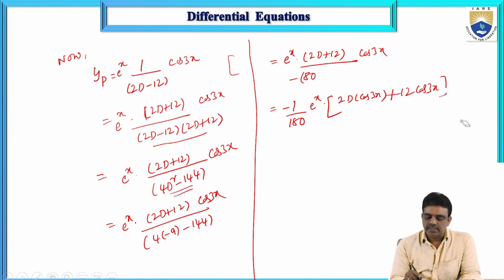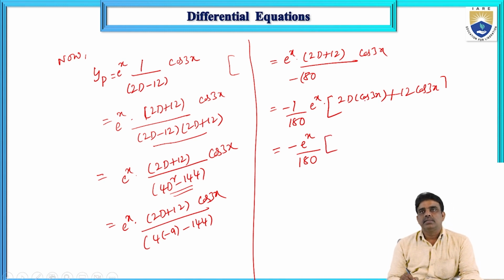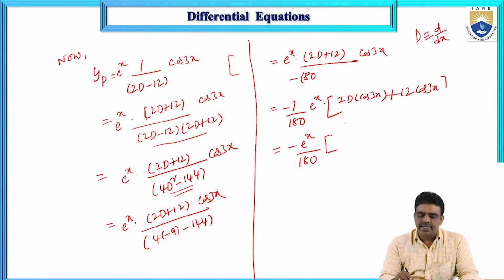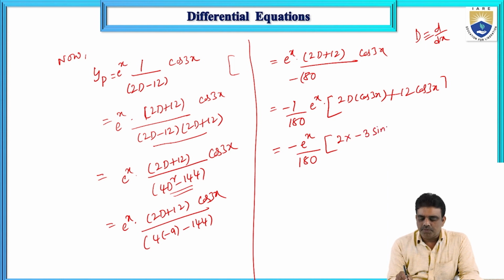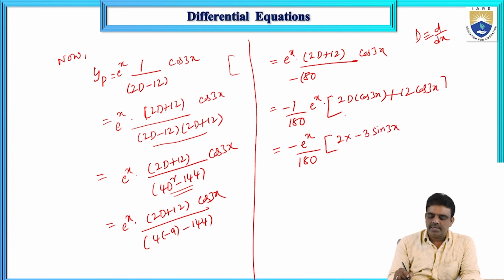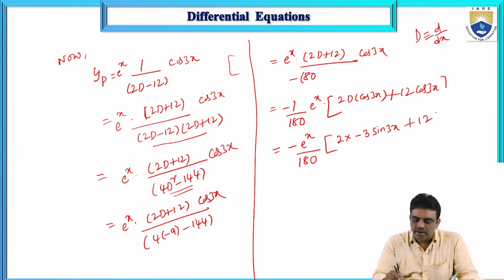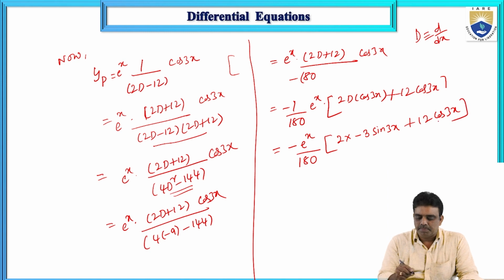12 of cos 3x, that is equal to minus e power x by 180 of d of cos 3x. What will be d of cos 3x? d means d by dx. So d by dx of cos 3x is minus 3 sin 3x. The 2 is already there. d of cos 3x is minus 3 sin 3x, plus 12 cos 3x remains the same.